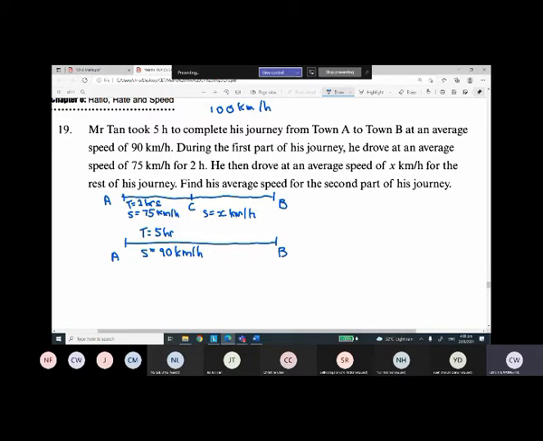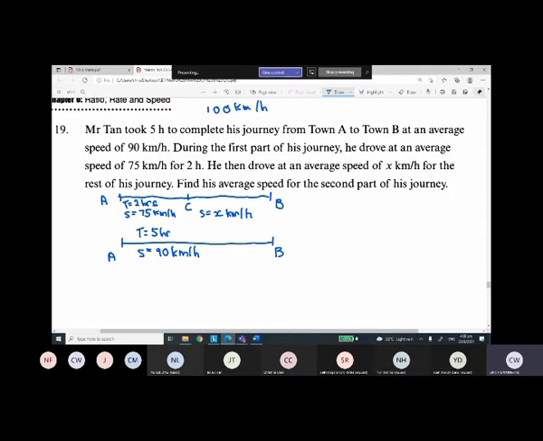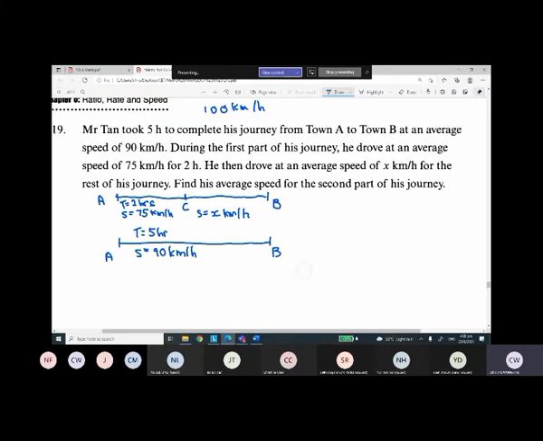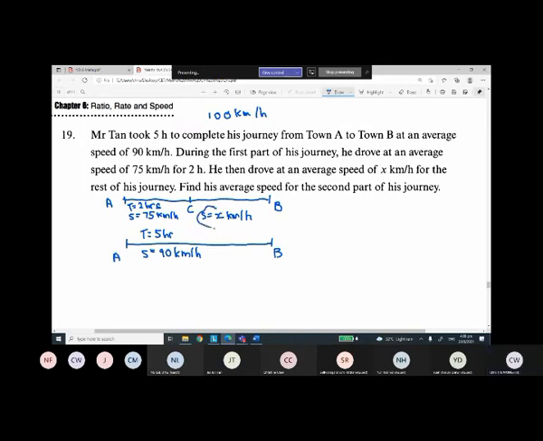So I look at this. The first thing I might want to find is from A to B. I know that the time taken is 5 hours and the speed is 90 kilometers an hour, but they never tell you the distance from A to B. So I might want to find the distance first. If you look at S, speed is equal to distance over time, right? You know this is the formula, okay? S is equal to distance over time.